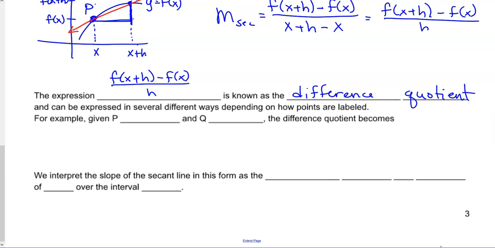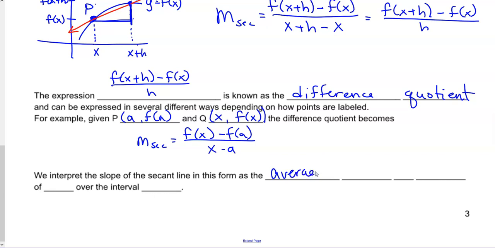For example, if I have a comma f of a and q is x comma f of x, we can also express the slope between those 2 points. Since it is 2 different points, we can go y minus y over x minus x. So I could say f of x minus f of a all over x minus a is another version of that difference quotient.